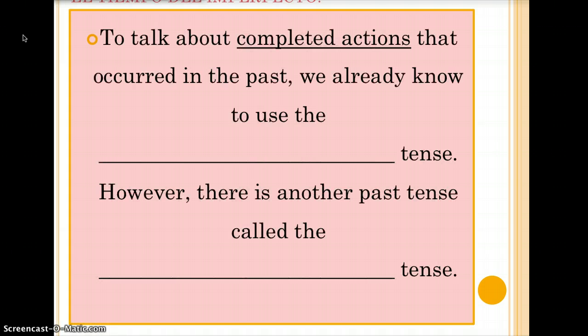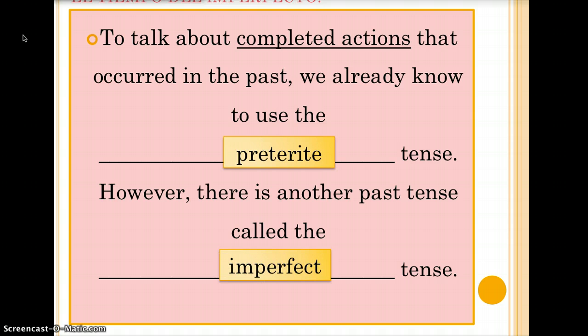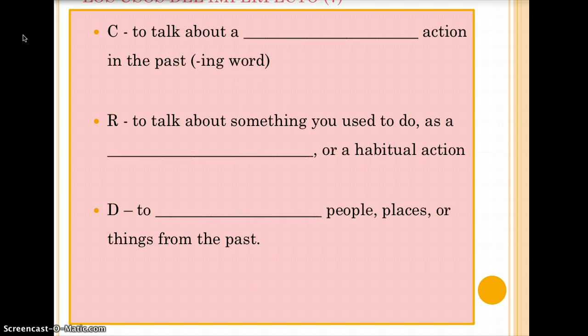To talk about completed actions that occurred in the past, we already know to use the preterite tense. However, there is another past tense called the imperfect. First we're going to do a list of the uses. So why do we use the imperfect tense instead of the preterite? And I have a bunch of letters to help you.